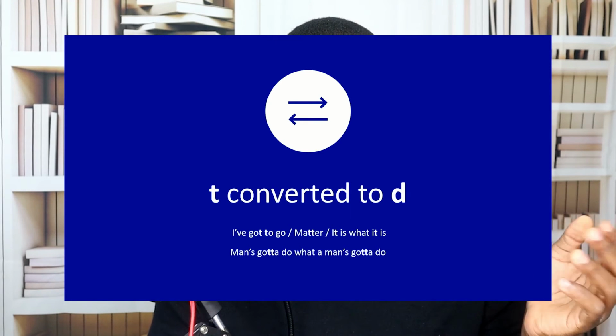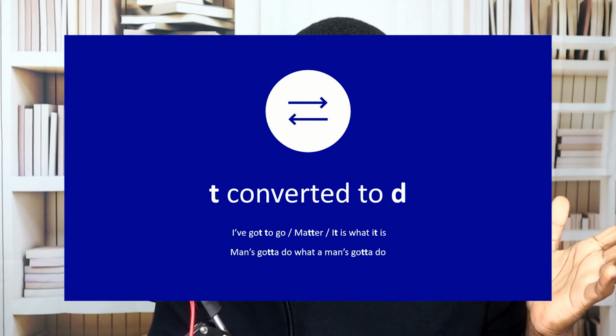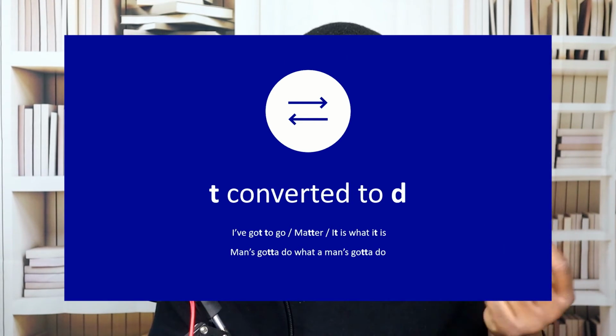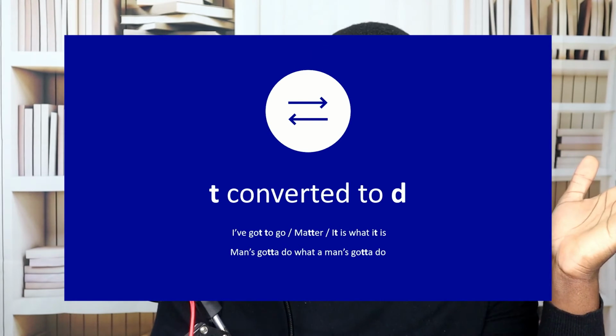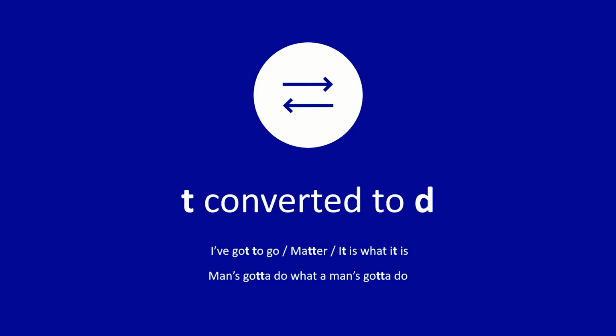Also, in American English, and by the way, everything I'm saying here is about American English, you will see that letter T will be converted to D. Ta will sound da in most cases. For instance, instead of saying I've got to go, in American English, you would say I've got to go. The matter. What's the matter? It is what it is. And there's this singer who said, man's gotta do what a man's gotta do. So try to practice this. Repeat after me. It is what it is. Man's gotta do what a man's gotta do.